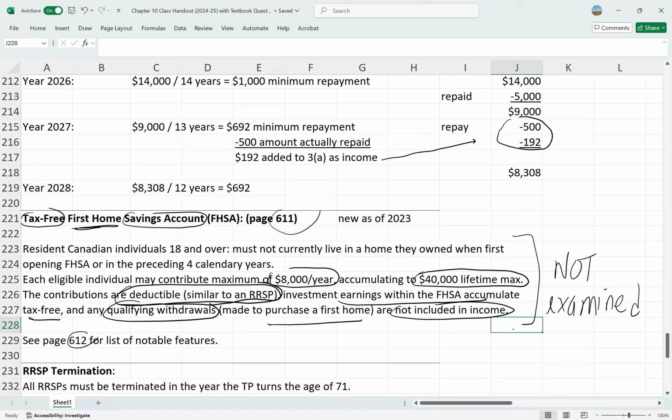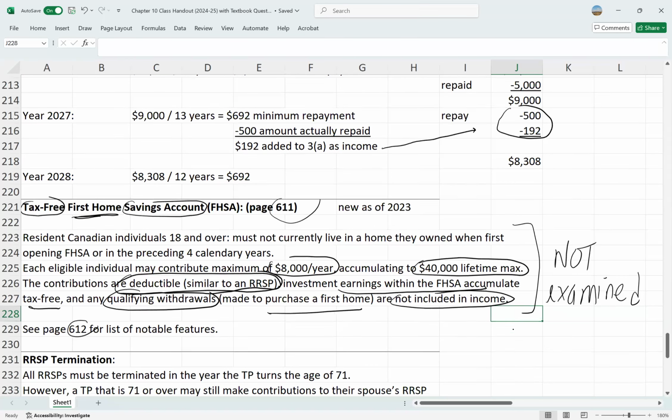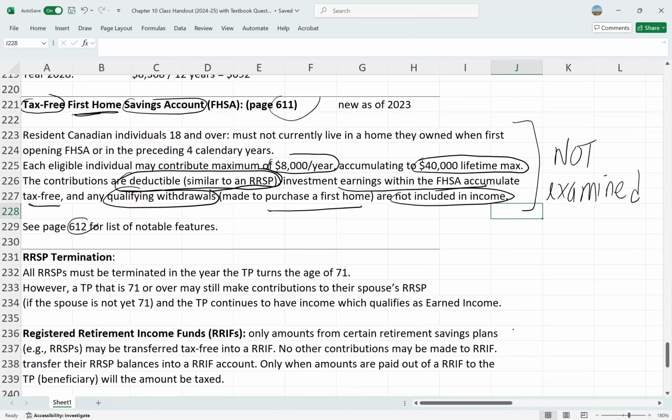Let's talk about RRSP termination. So you put money into an RRSP while you're working. That's the general, what most people do. And then when you start thinking about retirement, this is where you start thinking about taking money out of your RRSP. Now, there's a rule that says in the year that you turn 71, your RRSP must terminate. And so what that means is that when you're 72, you can no longer have an RRSP.